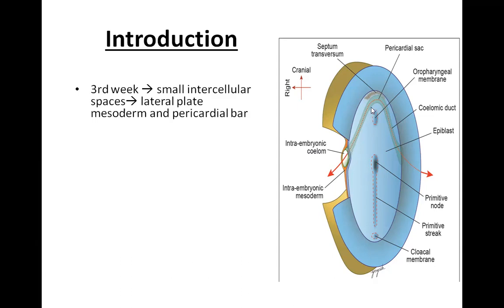The mesoderm had arranged itself into a paraxial mesoderm, the intermediate mesoderm, which is mainly prominent in the trunk area, and a lateral plate mesoderm, which is mainly going to form the musculature of our limbs and the body wall.